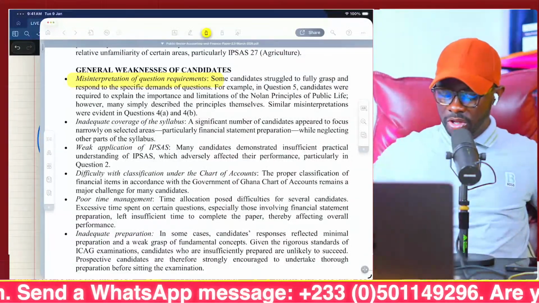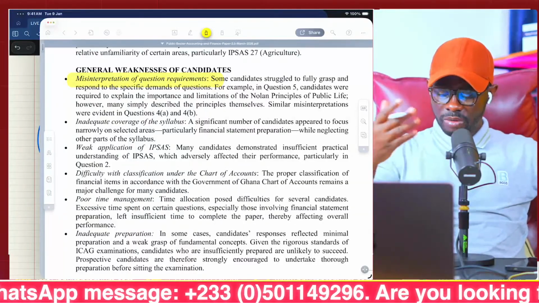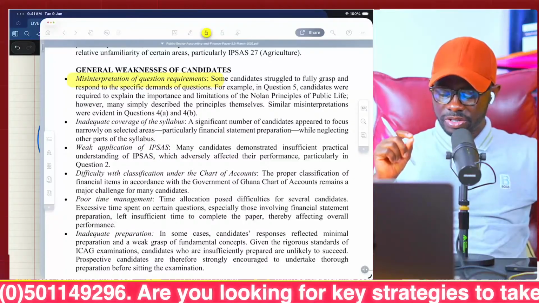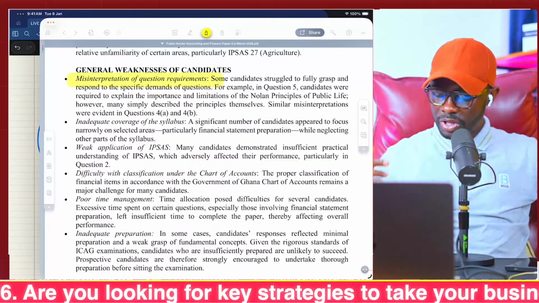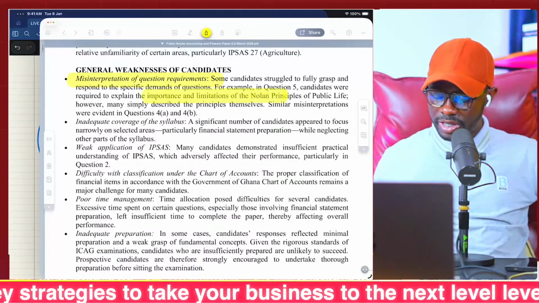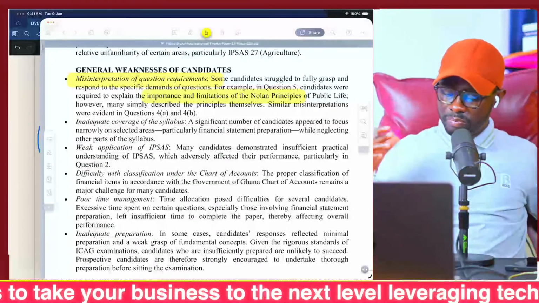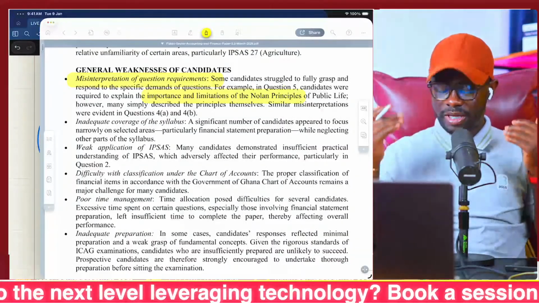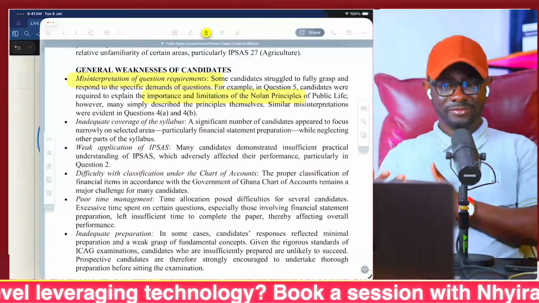Misinterpretation of question requirements. Some candidates struggle to fully grasp and respond to the specific demands of the question. For example, candidates were required to explain the importance and limitations of the Nolan principles of public life. However, many simply described the principles themselves.